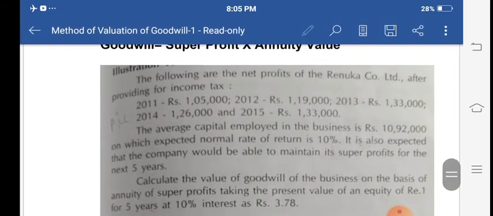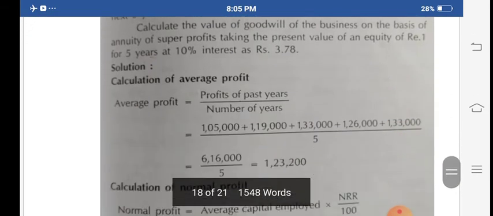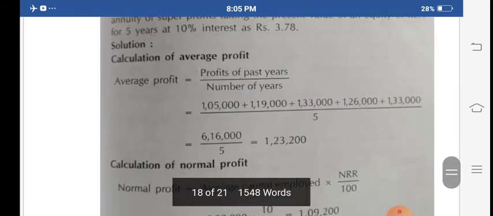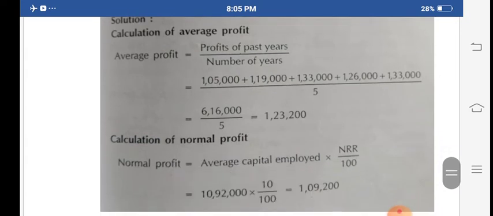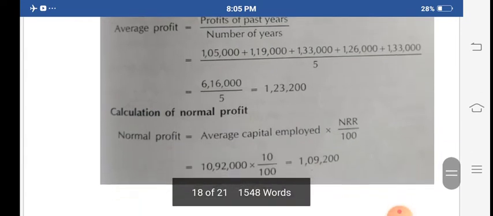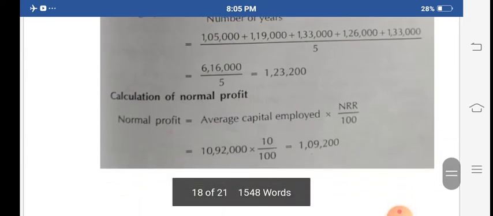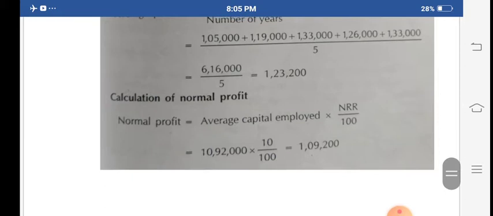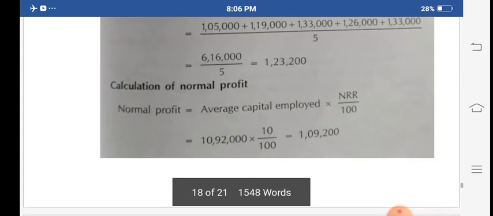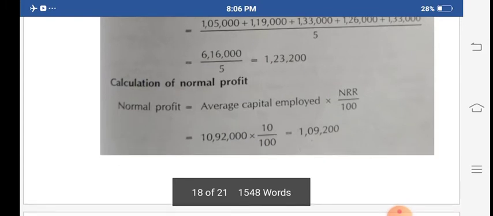Just see here, average profit is equal to profits of the past years divided by number of years. So here profit is given year wise. So 1,05,000 plus 1,19,000 plus 1,33,000 plus 1,26,000 plus 1,33,000 divided by 5. The total is 6,60,000 divided by 5. You will get the average profit as 1,23,200. We will use this to calculate the super profit.